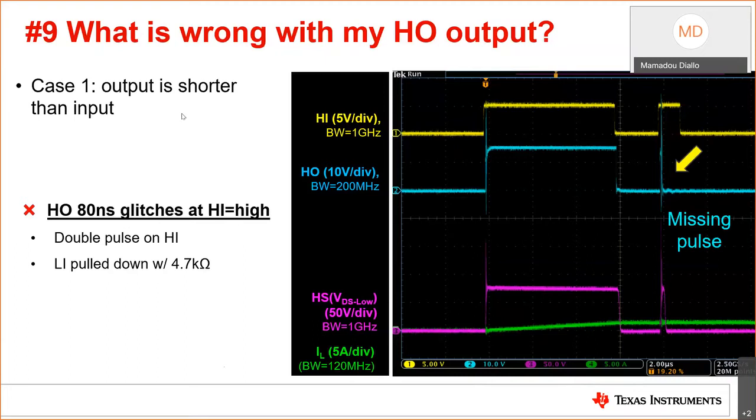As you see, there is a missing pulse on the HO channel, which is essentially not following the HI input or the PWM input. You expect the HO channel to have the same duration as the HI channel, but somehow the HO is able to go high briefly before getting stuck low at 0 volts. So this is a case of a missing pulse in a double pulse configuration. I'll share the reasons for this in a second.